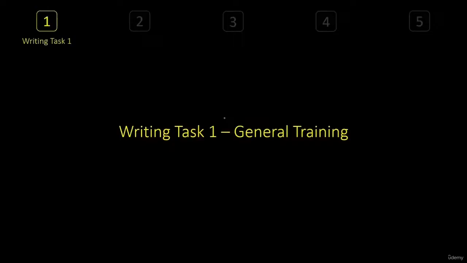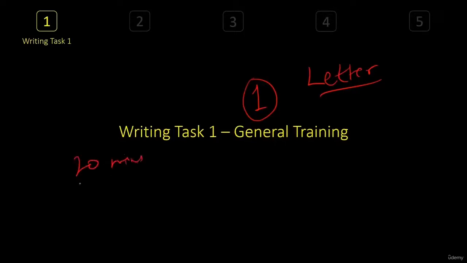So let's begin. Writing task 1 for general training is always a letter and a single letter. There are plenty of types of letters, but you'll only get one question. You'll be given 20 minutes to write, but these are recommended. You can write a little bit longer or shorter. And you don't have to write this first. You can write task 2 or task 1, any of them first. There's no set sequence, up to you.